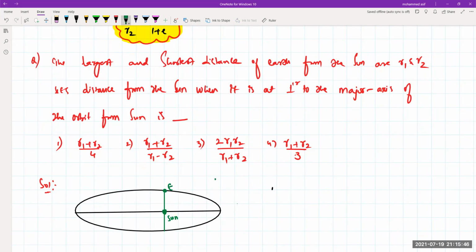So what is your R1? Can you tell me? R1 is nothing but the largest distance. Largest distance is known as what? Apogee. And R2 will be equal to how much, beta? R2 is nothing but the shortest distance, that is known as perigee.